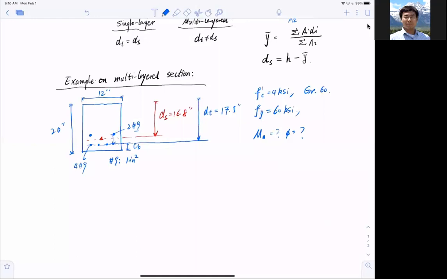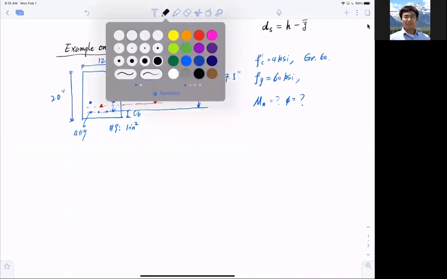If you forgot, phi is the so-called strength reduction factor. So let's solve this thing. Let me just switch back real quick. So, solve.